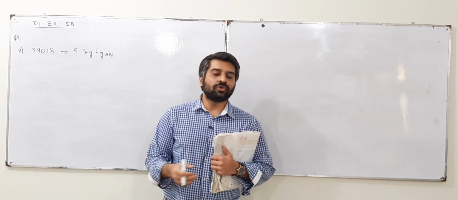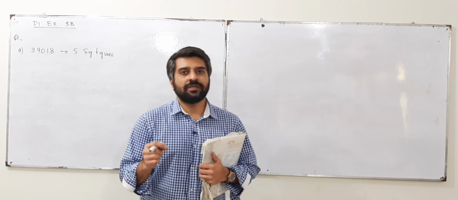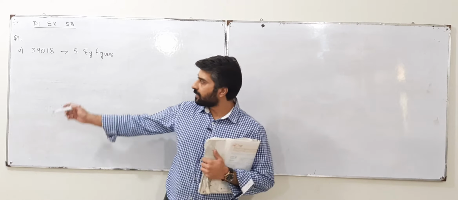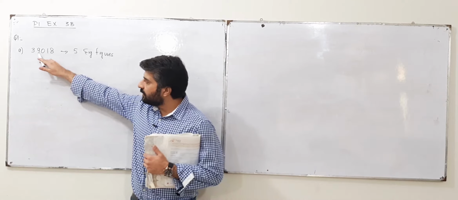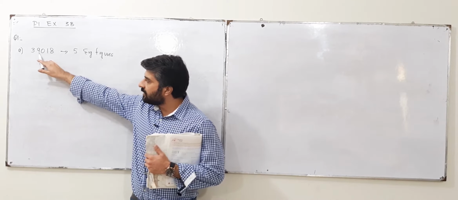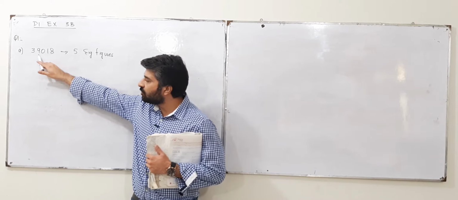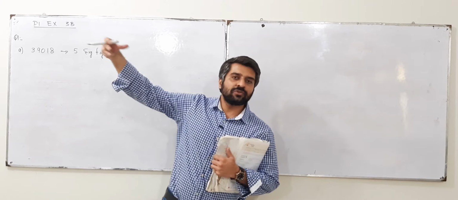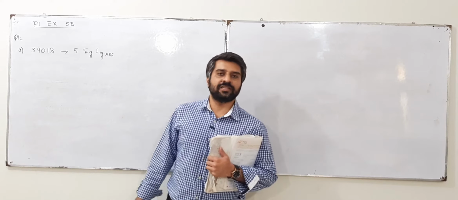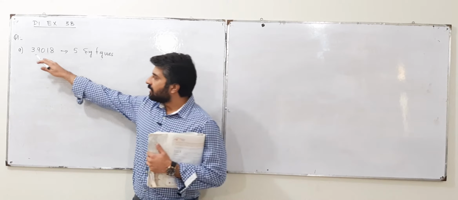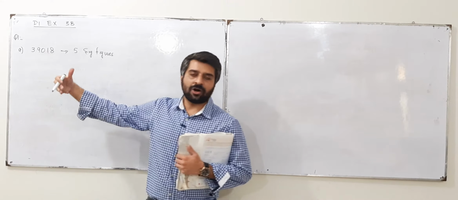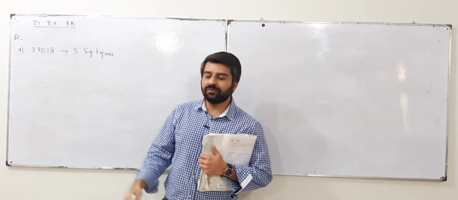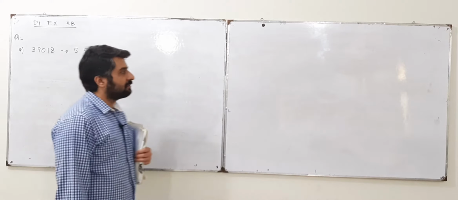The problem is with 0. If 0 is between two non-zero numbers, like it is between 9 and 1, 9 is a non-zero number, 1 is a non-zero number. So when 0 is between two non-zero numbers, it is significant. So 3918 are already significant, while 0 is between two non-zero numbers, that will also be significant. So we have 5 significant figures in part number A.